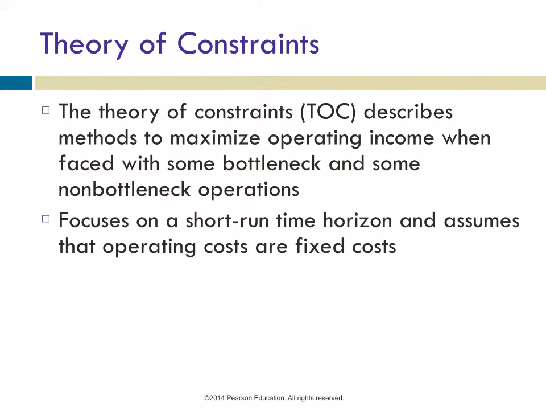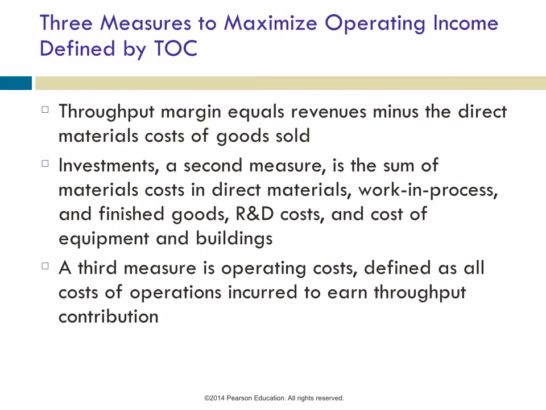Okay, so here are three definitional measures to maximize operating income as defined by the theory of constraints. So throughput margin equals revenues, and this is just, throughput margin is a vocabulary term that you will see when looking at bottlenecks, and especially through the lens of the theory of constraints. But that throughput margin just equals revenues minus direct material cost of goods sold.